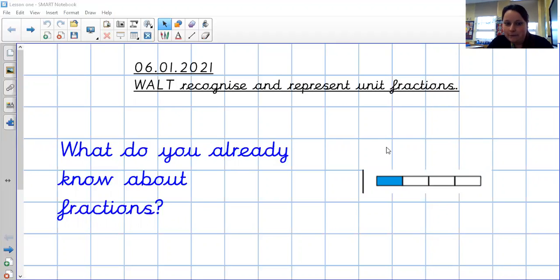So the question on the board is, what do you already know about fractions? Hopefully you've remembered that earlier on in the year we looked at tenths and we were learning to count in tenths forwards and backwards, and you were amazing at that, and we unpicked what a tenth was. So we were looking at how 1/10 would be 1 equal part out of 10 equal parts. So today we're going to be exploring fractions, not just tenths, but lots of different fractions together.